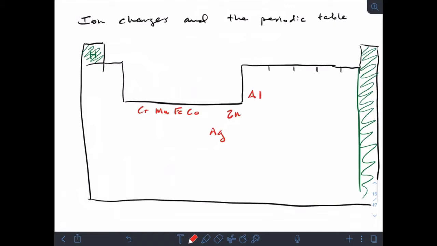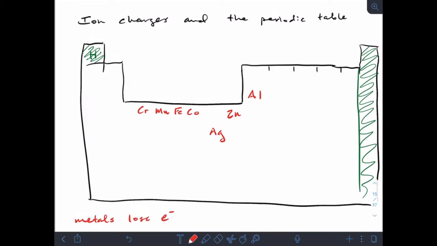So let's think about what's happening with the periodic table. The whole left 2/3 of the table are metals, and metals lose electrons. Electrons are negatively charged, so if you have something that's neutral and it loses some negative, then what you're left with is a positive charge. So everything that's in the metals category of the periodic table is going to be a positive charge of some kind.